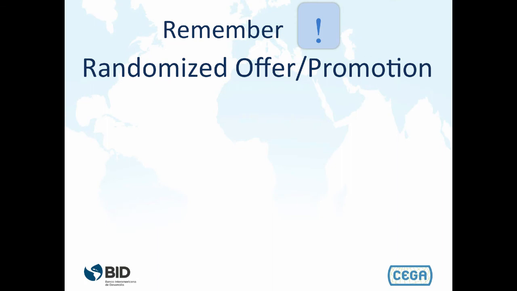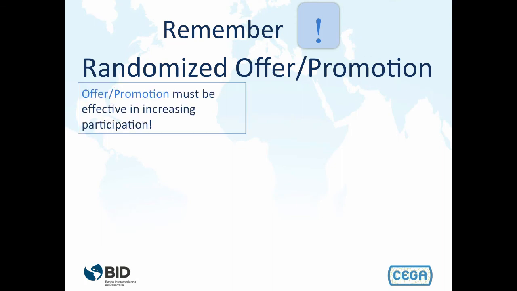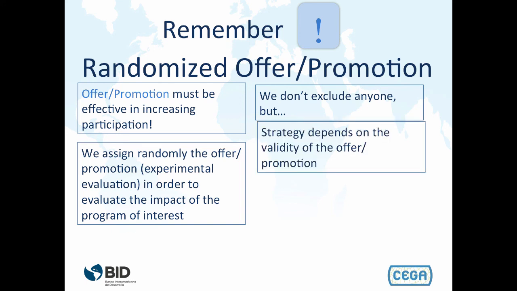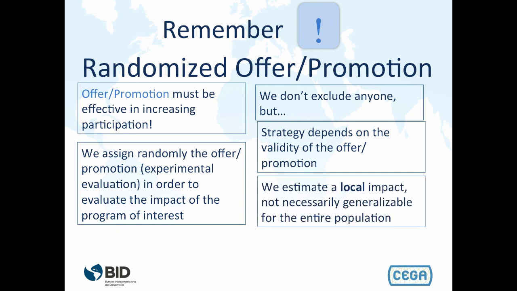Okay. Randomized offering or randomized promotion. The offer of the promotion must be effective in increasing participation. We implement it by randomly assigning the offer or the promotion in order to evaluate the program of interest. But we don't exclude anyone. We use both those that take up and those that don't take up. The strategy depends on the validity of the offer of the promotion. That is, the promotion substantially increases registration or take-up beyond no promotion. And then we can estimate a local impact, but not necessarily generalize the estimate for the entire population.